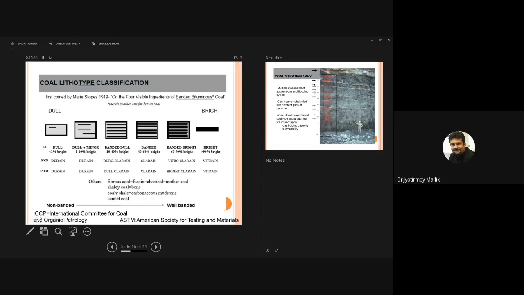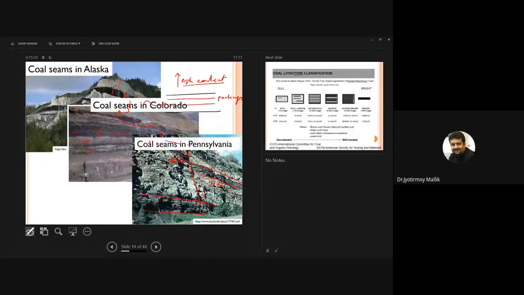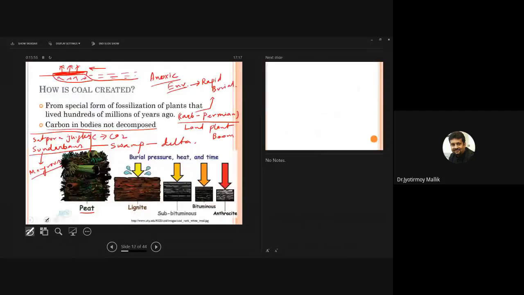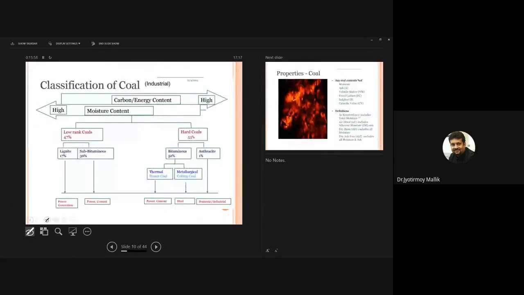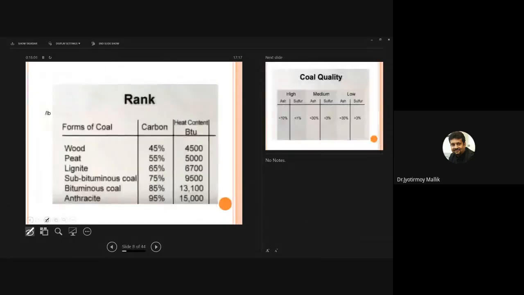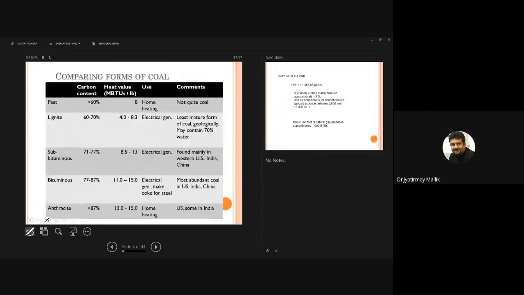Now this is an important slide that classifies coal into different lithotypes. If you look at a coal, I don't know if you remember looking at coal from your childhood, but let me show you a picture which I showed you before as well, and then we will discuss the coal lithotypes once more.